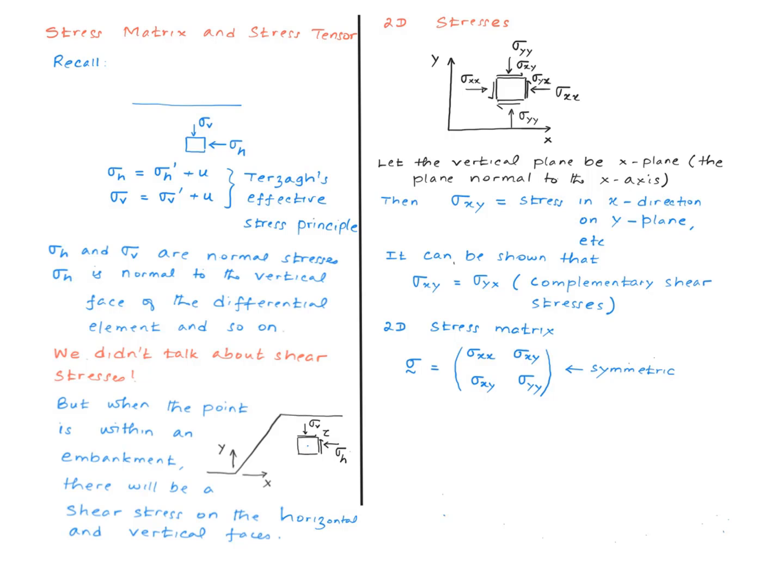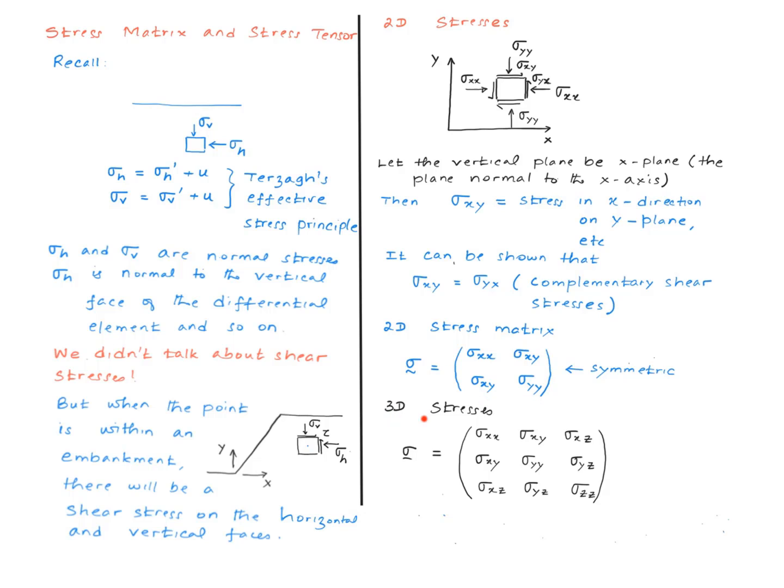I'm not going to go through the derivations here, but it can be shown that sigma xy equals sigma yx. These are what are called the complementary shear stresses. And therefore, there are only three independent stress components in this picture here: sigma xx, sigma yy, and sigma xy. And we commonly put this in a two-dimensional matrix like this. So we have the normal stresses on the diagonal terms and the shear stresses on the off-diagonal terms. Because the off-diagonal terms are equal to each other, this matrix is a symmetric matrix.